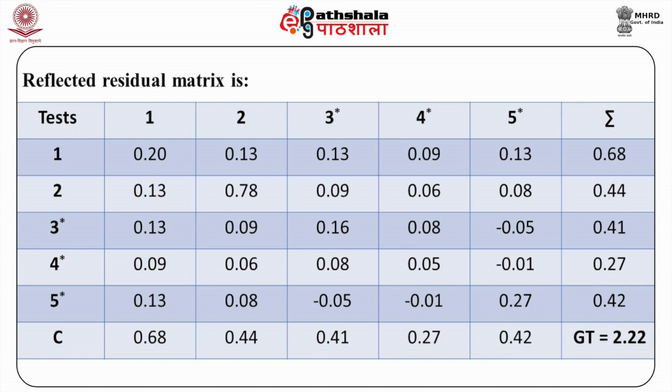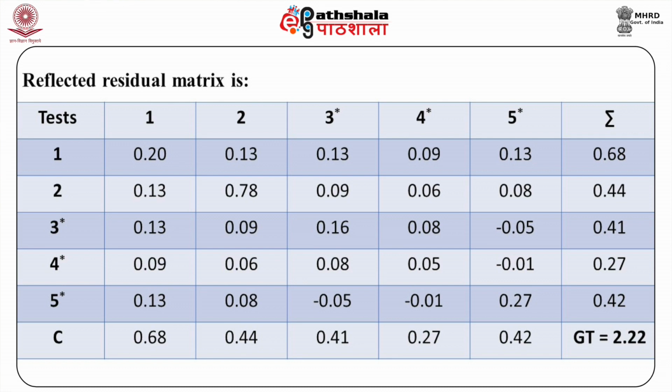Therefore, when we summate each row and each column, the total for test 1 is 0.20 plus 0.13 plus 0.13 plus 0.09 plus 0.13, which is equal to 0.68.